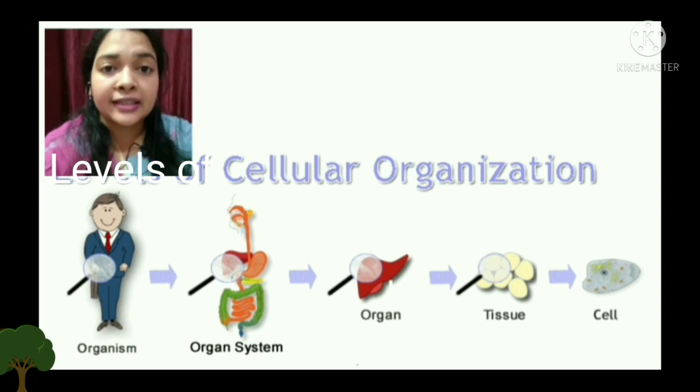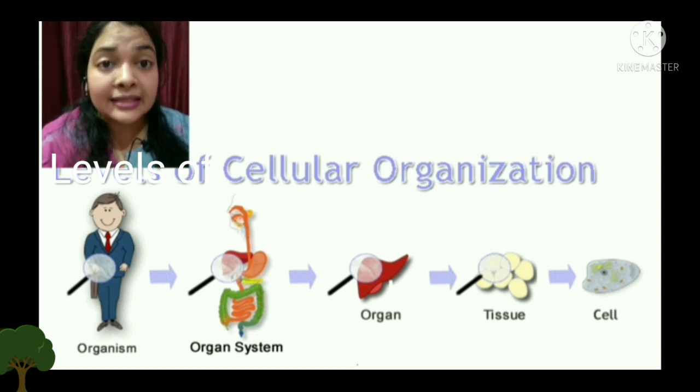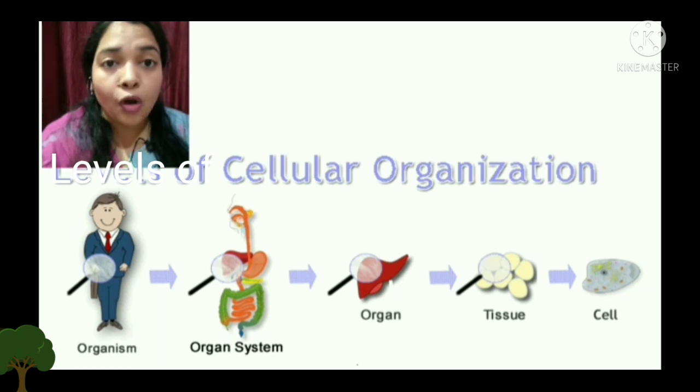Here you can see the levels of cellular organization. So many cells group together and form tissue. So many tissues group together and form organ. So many organs group together, they form organ system. And so many organ systems group together, they form organism. Like this, we can say cell is the structural unit of an organism.